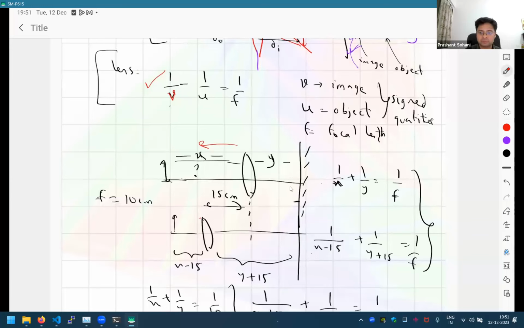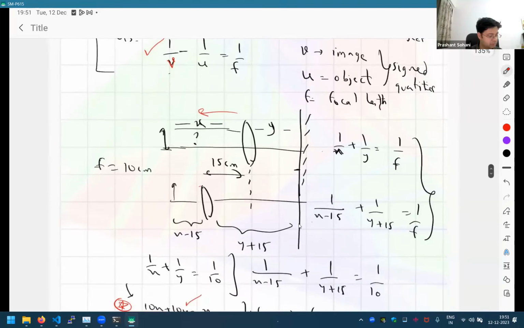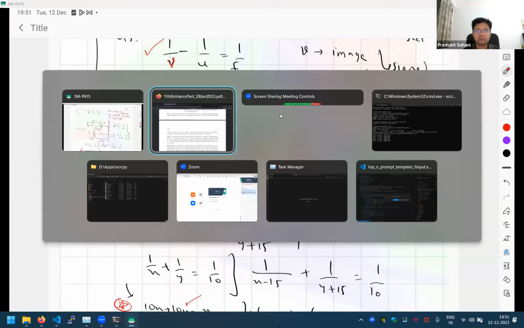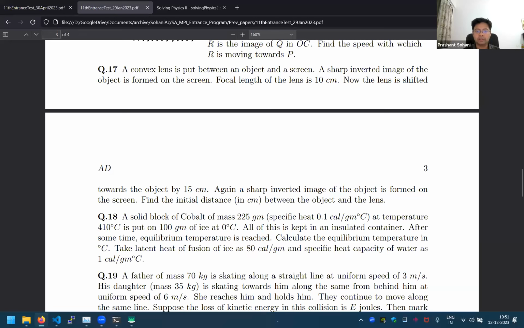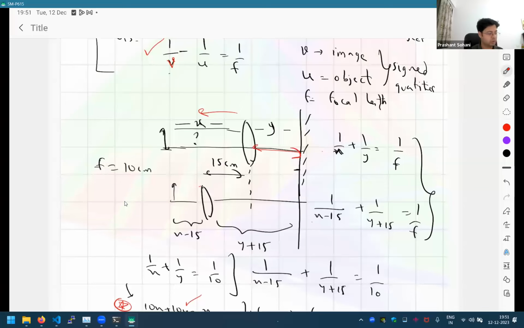Yes, Kana? So how is the image distance in the second case equal to y plus 15 only? Because the original distance was y, and the image is formed on this. What is given is that the screen is the same, right? So again, an inverted image is formed on the same screen. So the screen is not moving, right? And if the lens was moved 15 centimeters, then the distance which was originally y will increase by 15. So it became y plus 15. And this distance which was x will reduce by 15. So it became x minus 15.